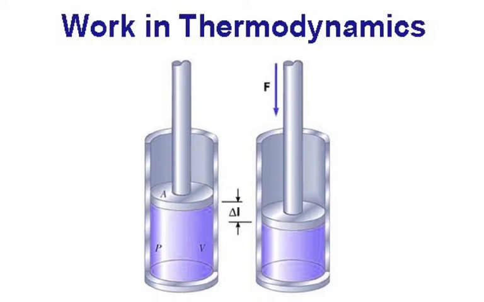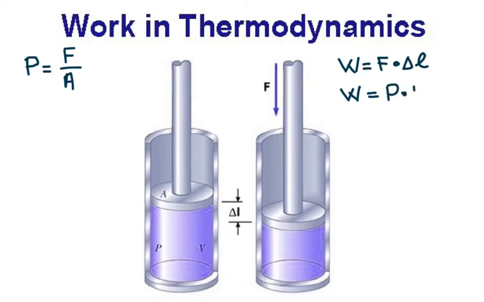So if we look at this picture, just as before, the work is equal to the force times the distance. In this case, the distance is by how much the gas or liquid is compressed, so that is delta L. The force applied comes from the pressure formula: pressure is equal to the force over the area. So instead of the force, I can write that the force is equal to pressure times area. The area times delta L is the volume. So the work is equal to the pressure times the change of the volume.